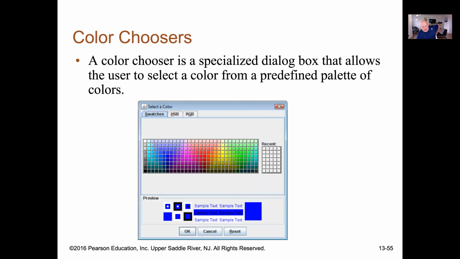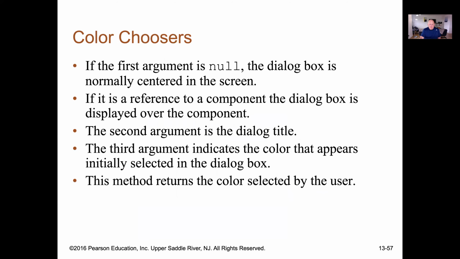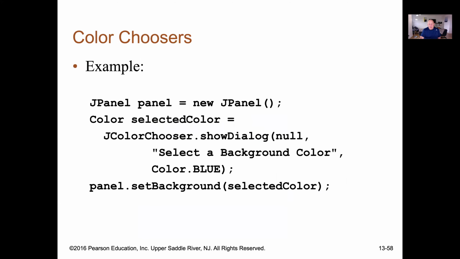Color choosers, well, that's basically what that is. It's a specialized dialog box that allows the user to select a color from a predefined palette of colors. You have to use the JColorChooser class, which creates this, the color chooser. This is an example of a color chooser.